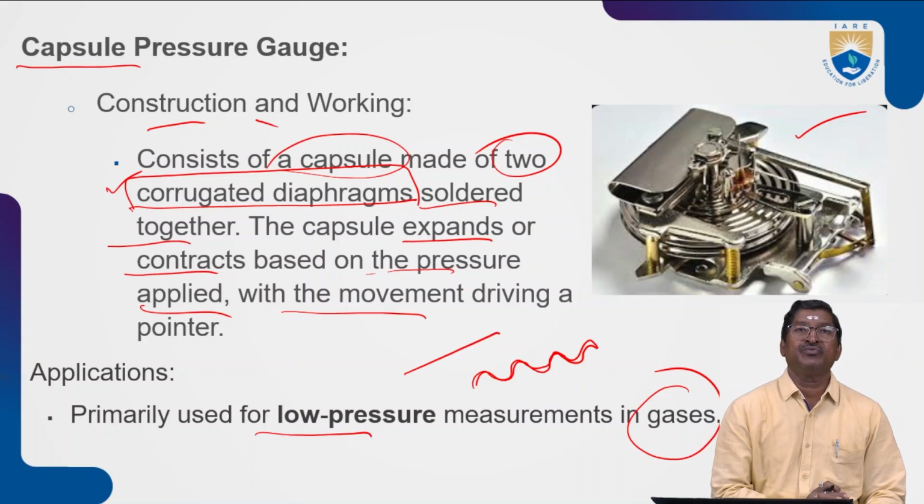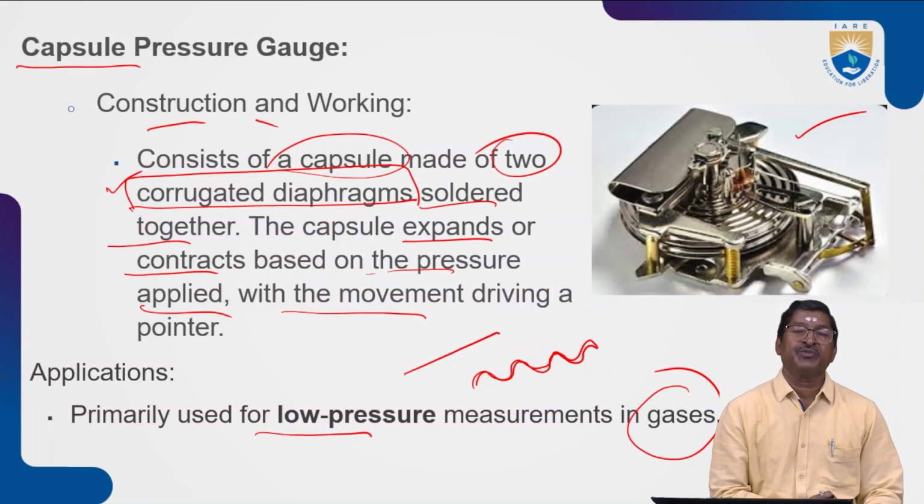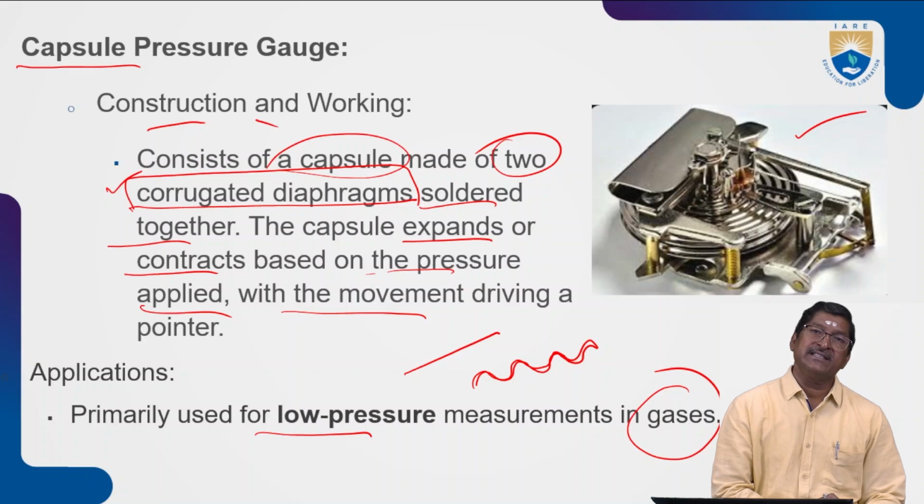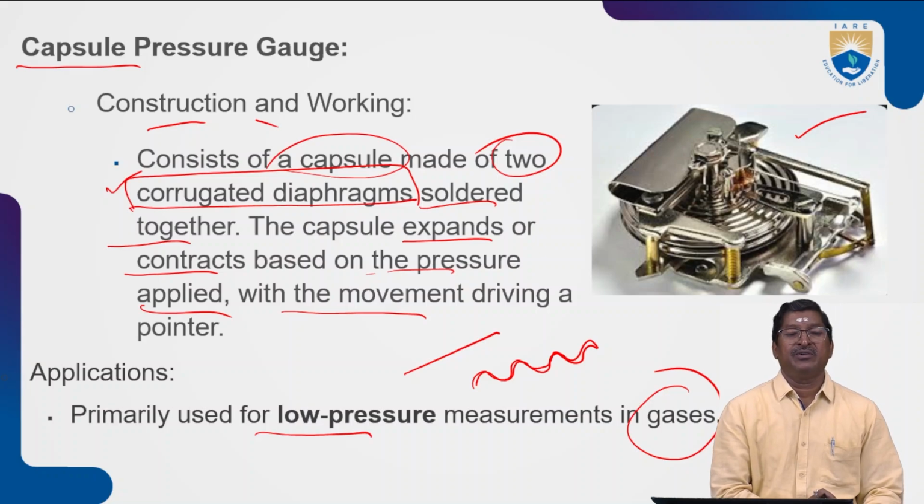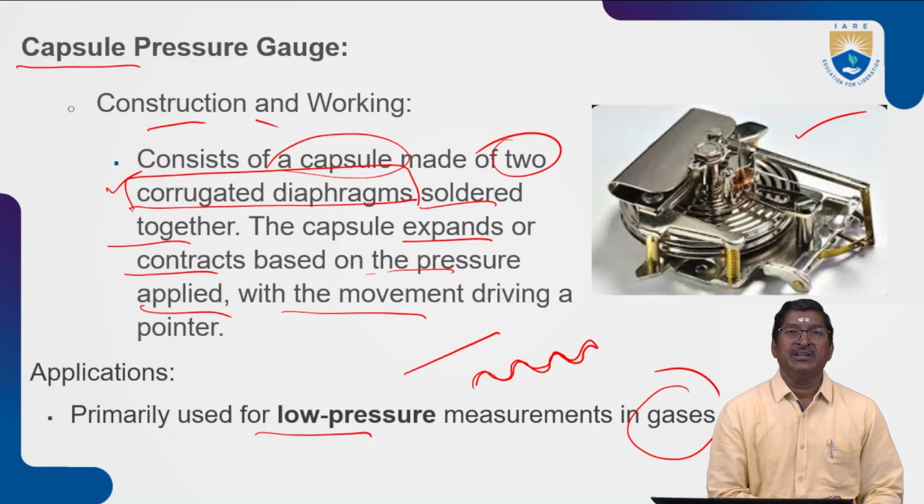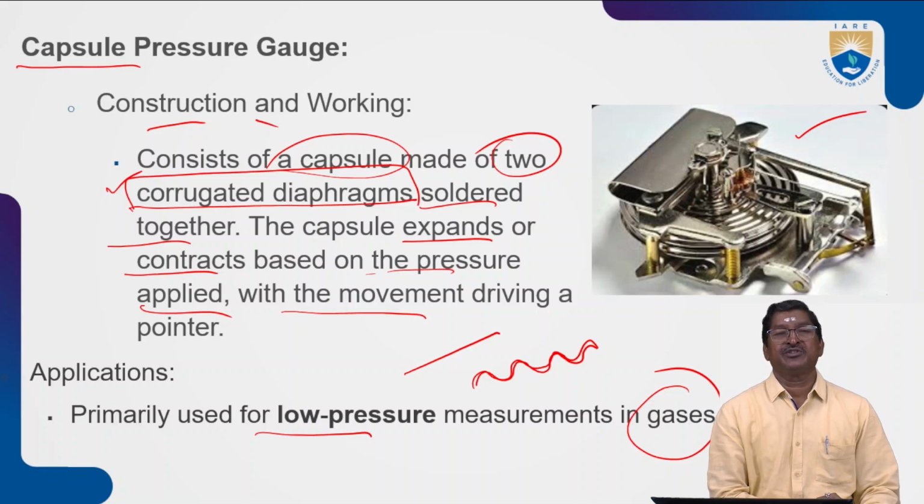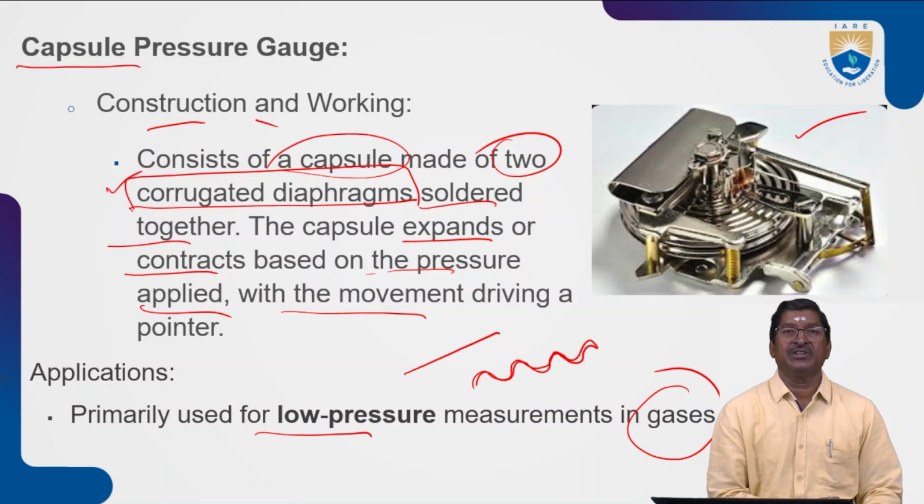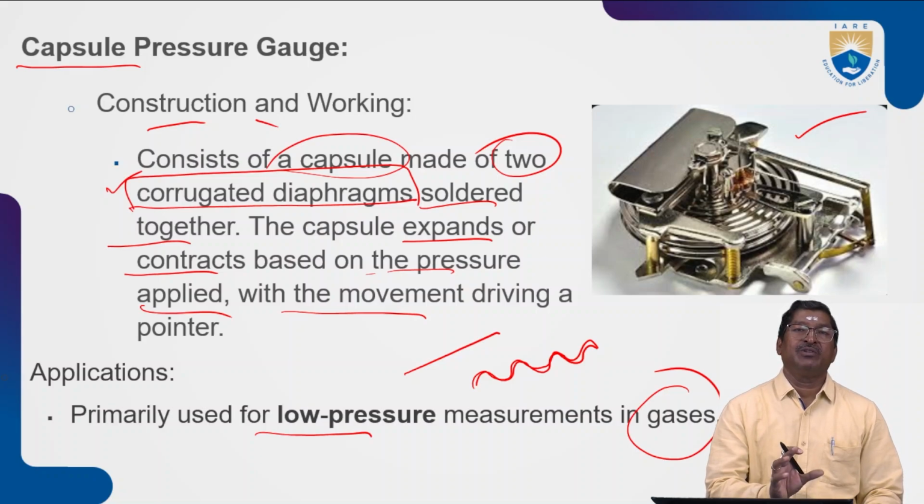So that can be used for vacuum pressures to thousands of psi, for both gases and fluids. Whereas this diaphragm pressure gauge is a small membrane, a thin sheet which deflects due to the pressure of the fluid. So for the application, it will be utilized for low pressures.